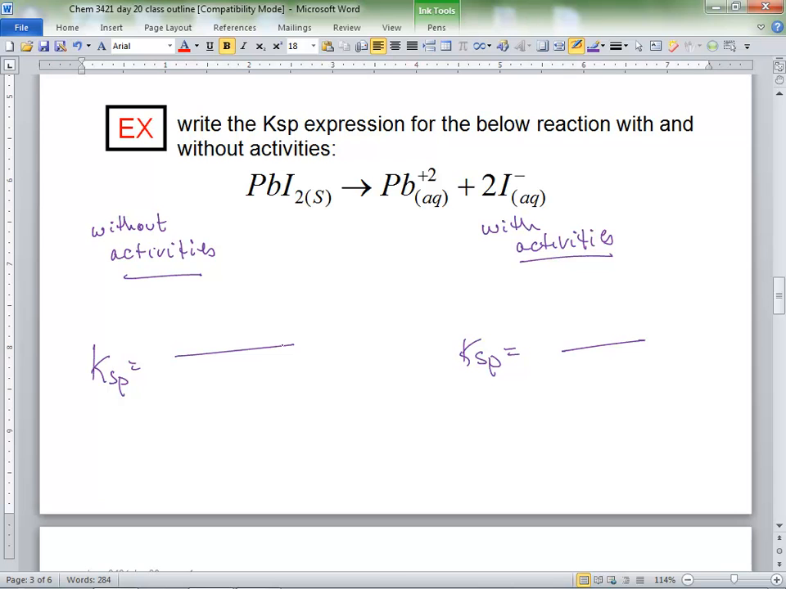So Mariella, what did you write for without activities? The PB, yeah, but in the concentration of it, right? PB plus 2, but you need the concentration of it. Okay. Yeah. Squared. All over 1. Okay.